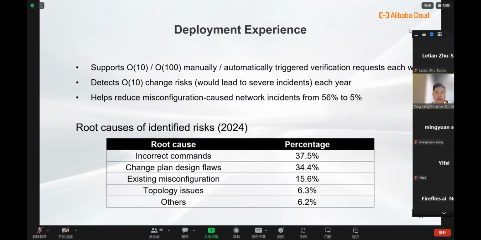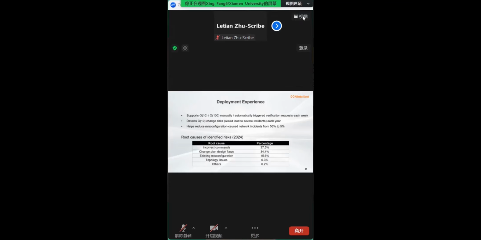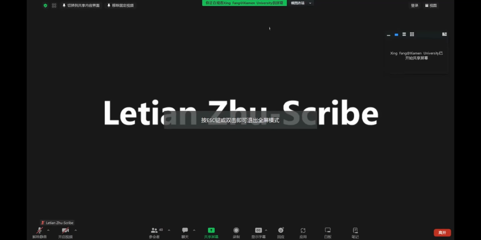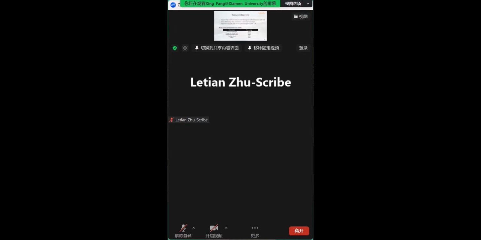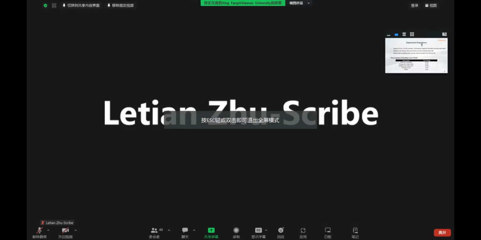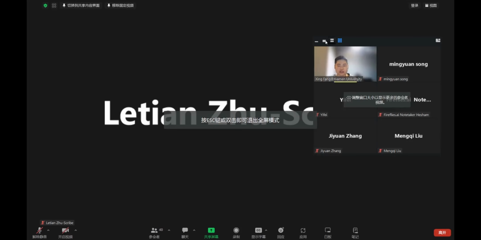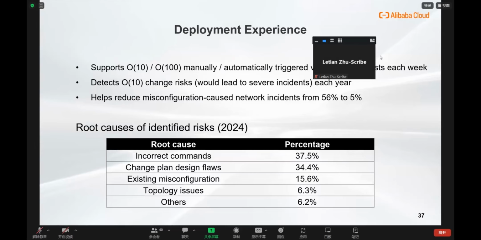Now, let's look at Hoyan's deployment experience in production. With all these evolutions, Hoyan now handles tens to hundreds of verification requests each week, both manually and automatically triggered. Each year, it detects and prevents dozens of risky changes, some of which could have caused severe incidents. The table summarizes the root causes of risks identified in 2024, and two representative cases are analyzed in detail in the paper.